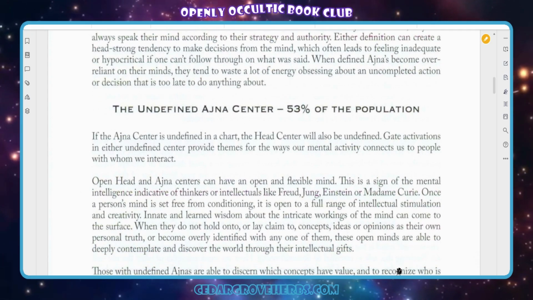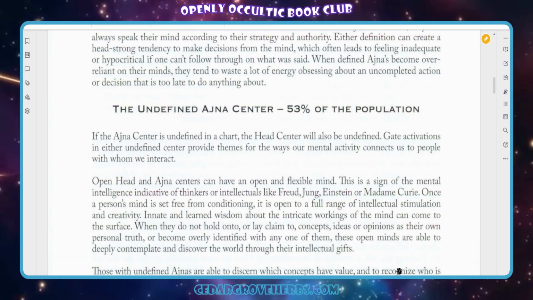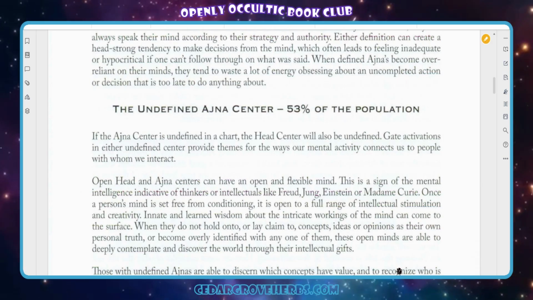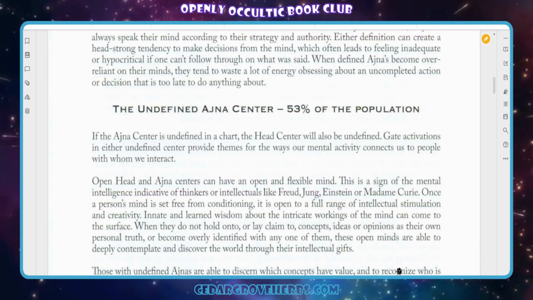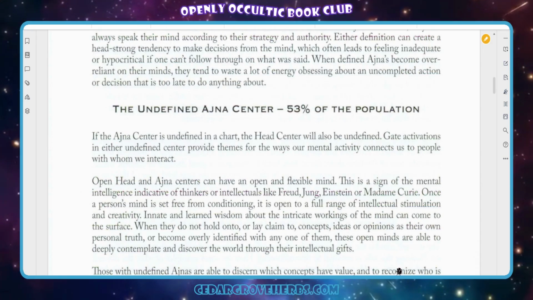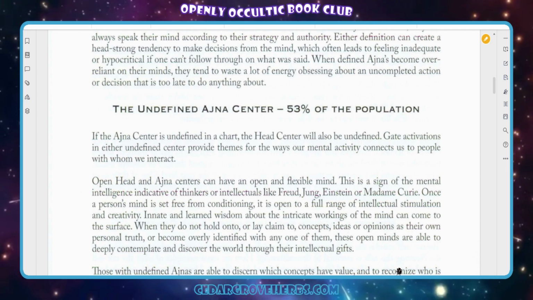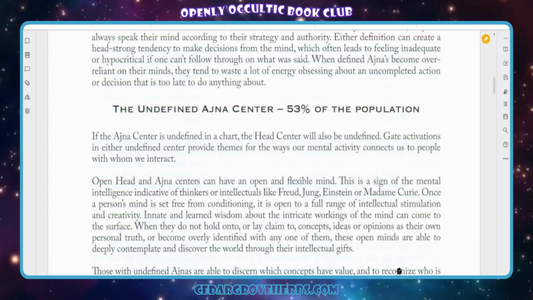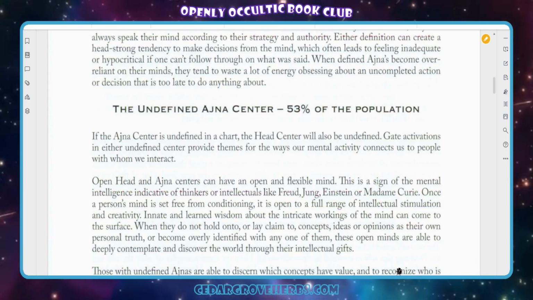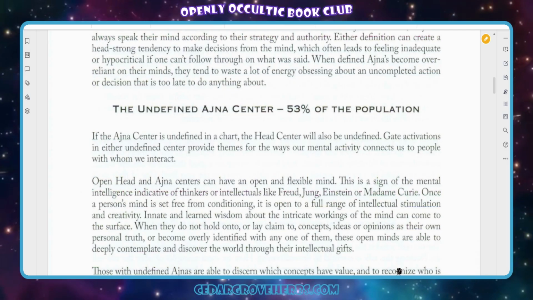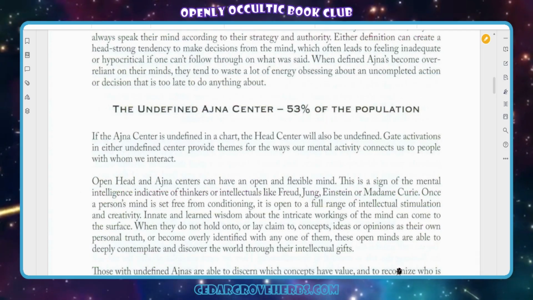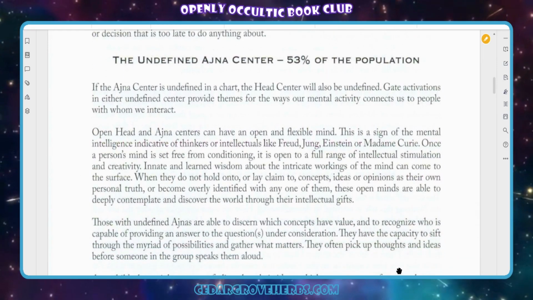The undefined Ajna center is 53% of the population. If the Ajna center is undefined in a chart, the head center will also be undefined. Gate activations in either undefined center, the head or the Ajna center, provide themes for the ways our mental activity connects us to people with whom we interact.